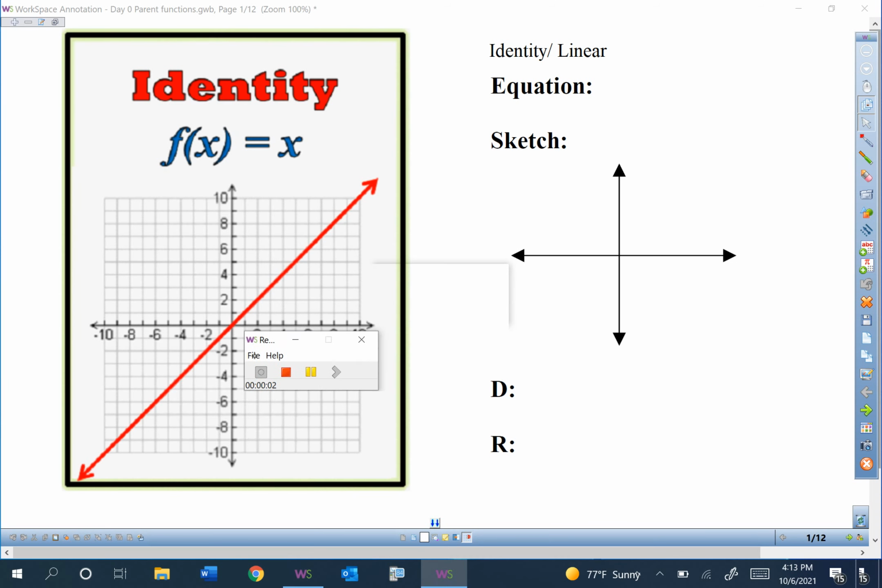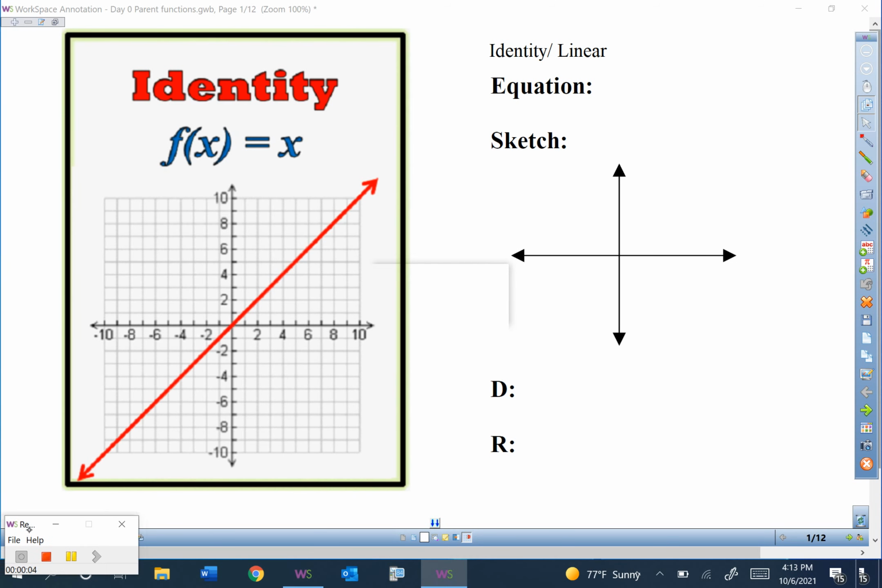Alright folks, Chapter 3 is all about functions. So we are going to start out by reviewing all of the parent functions that you saw in Algebra 2. What I'm going to have you do for each problem here, you'll see a space for the equation and for the sketch. Right above it somewhere, I want you to label each one we talk about here.